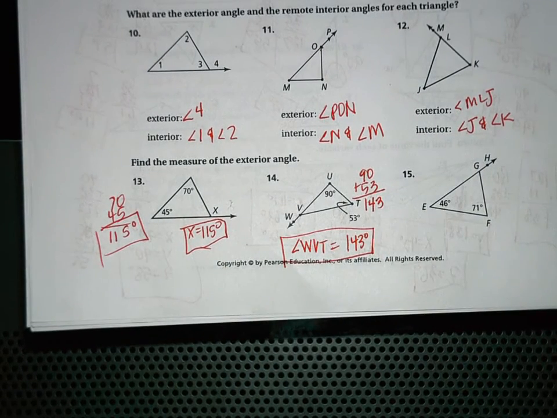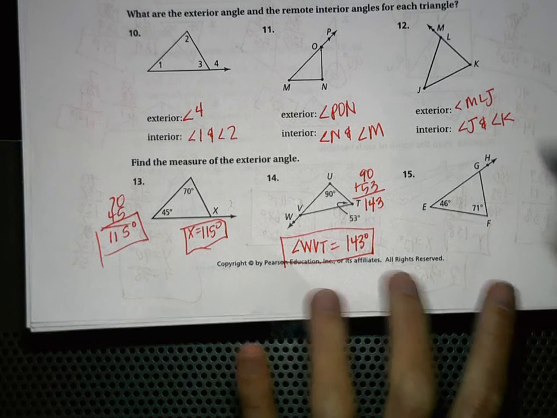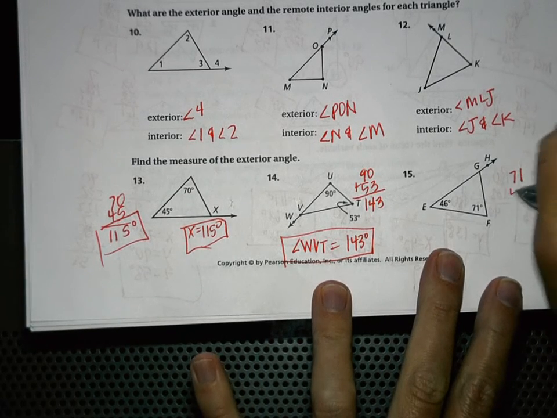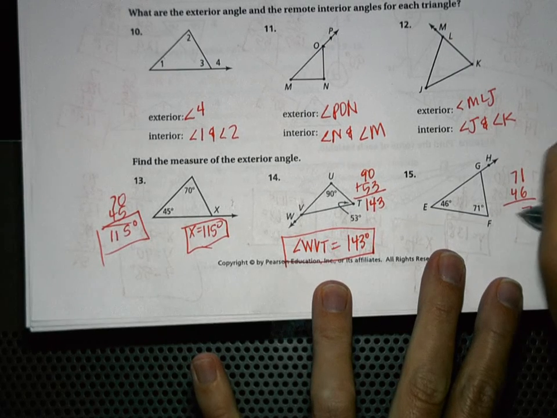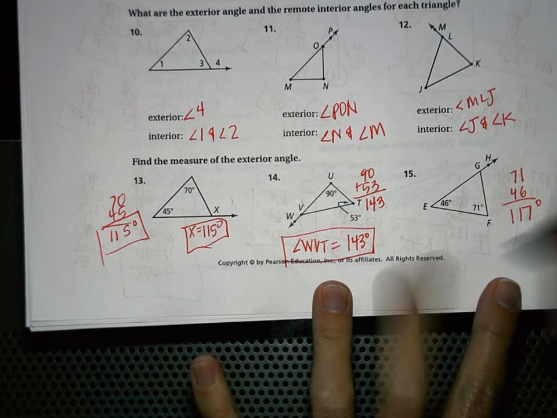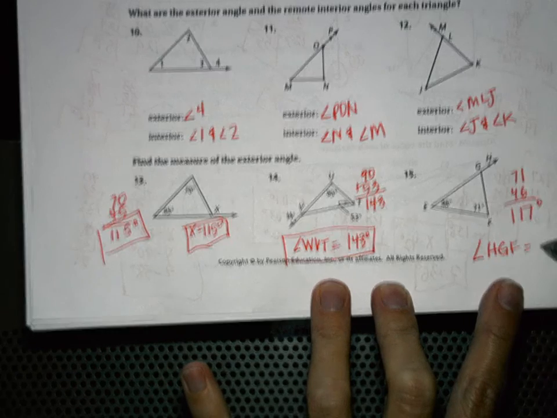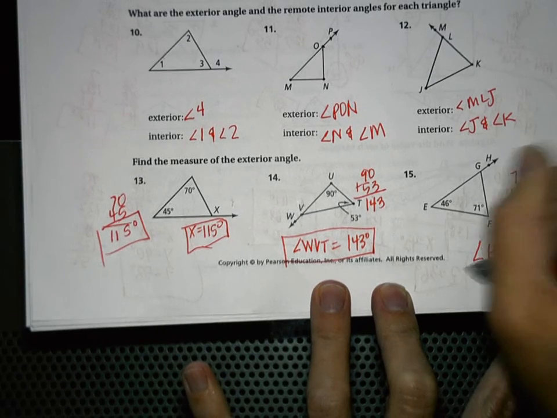Okay, and the last one, number 15. Okay, so you should be adding 71 plus 46. And what do you get? 117. So that means that angle HGF equals 117 degrees. Do we have any questions?